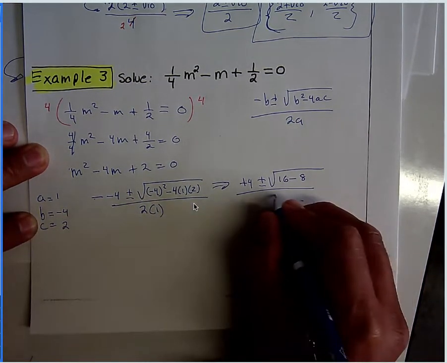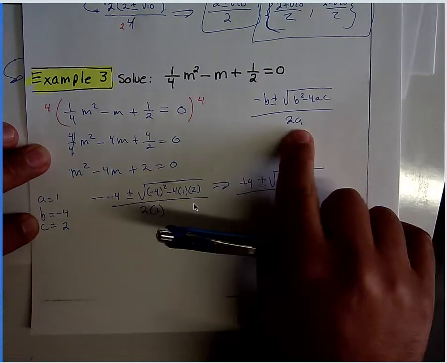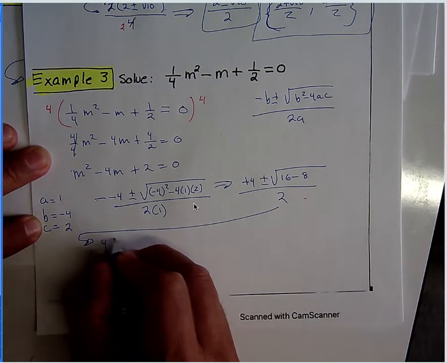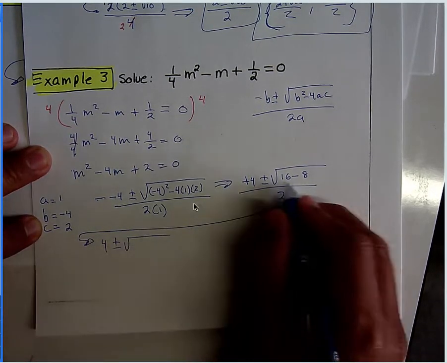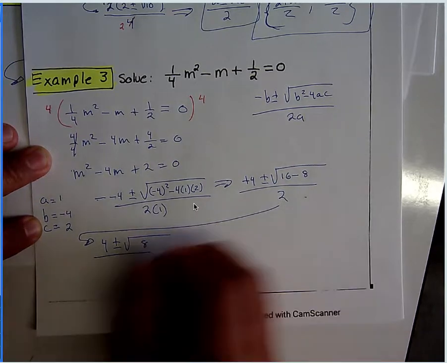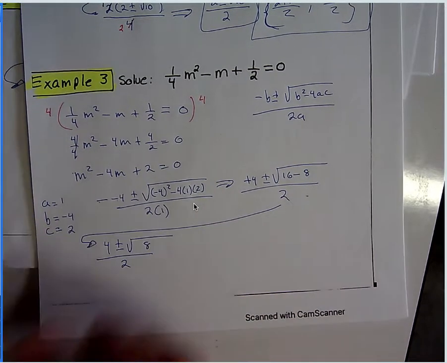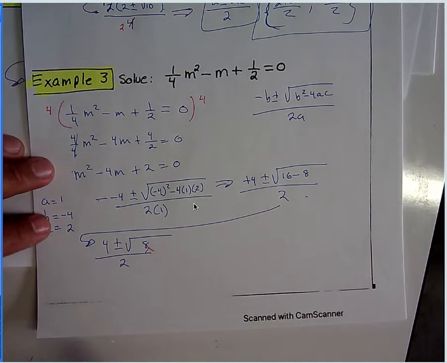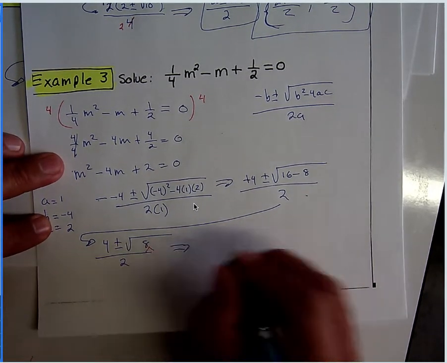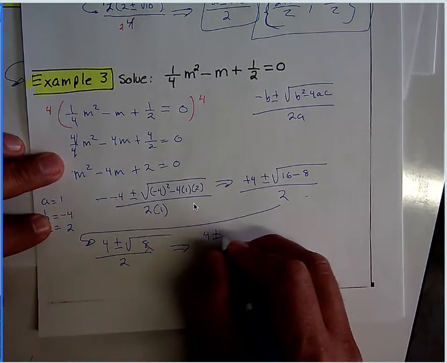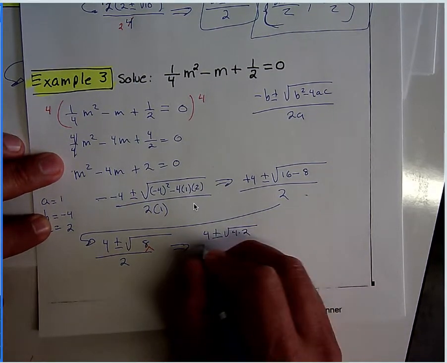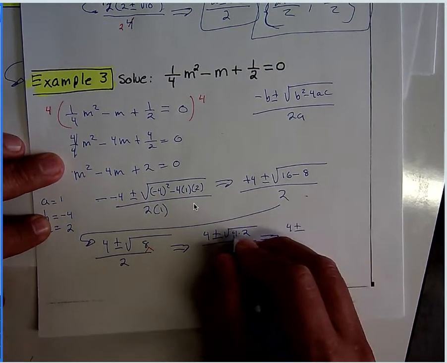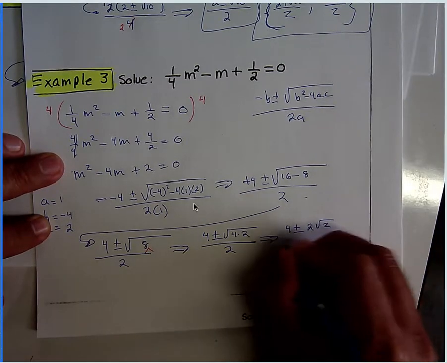So 2 times 1 would be 2 here on this side. I forgot this part. So that would be 4 plus minus the square root of 16 minus 8, over 2. So again, whenever you have a radical, make sure you simplify it all the way. So this can be changed into 4 times 2, and this is the 2. So 4 plus minus the square root of 4 would be 2, square root of 2 over 2.